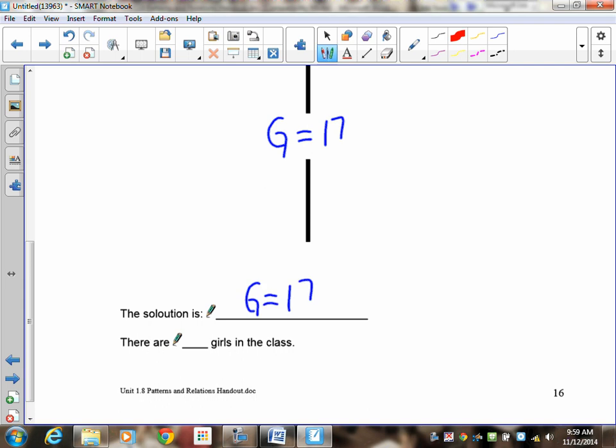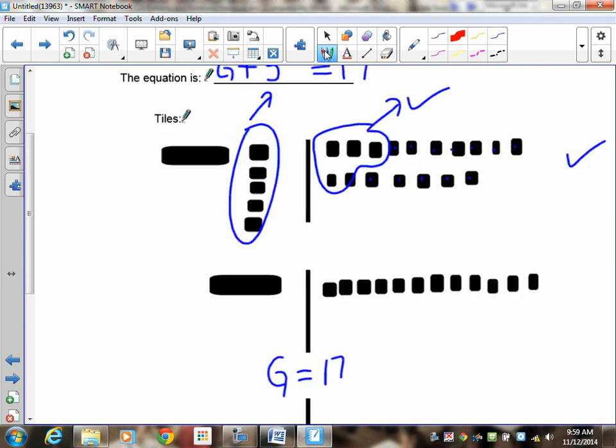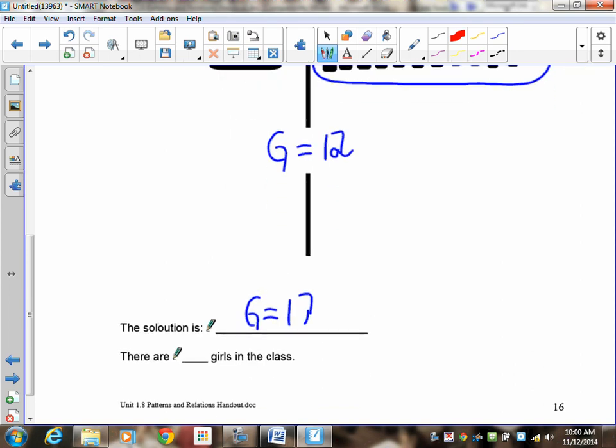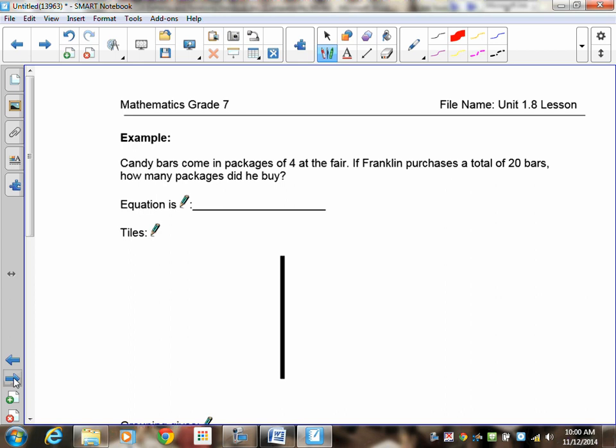There are 17. Did I just say 17? If we count these, there's not 17. There's 1, 2, 3, 4, 5, 6, 7, 8, 9, 10, 11, 12. There are 12 girls. So there are 12 girls in the class. All right. Any questions? Pause it, go over it again, and you can come talk to me if you're confused.